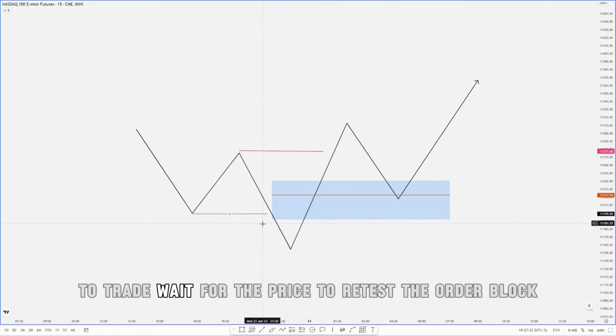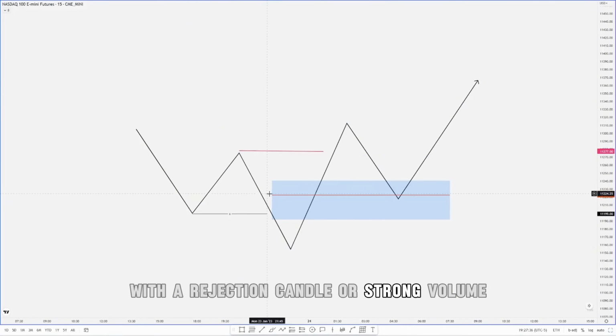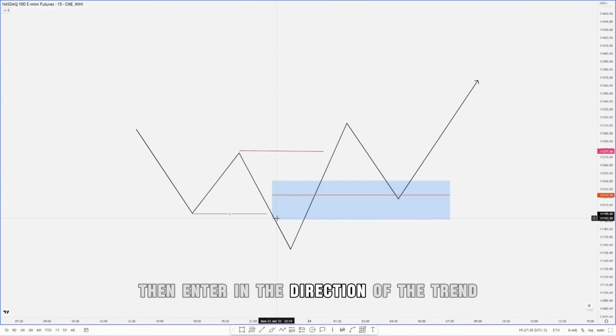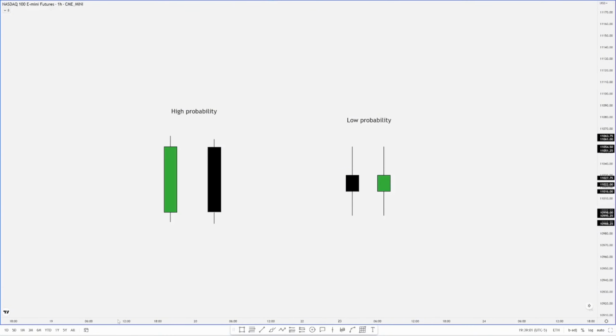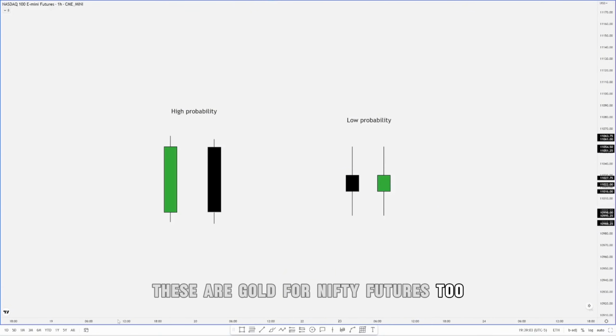To trade, wait for the price to retest the order block with a rejection candle or strong volume, then enter in the direction of the trend. For HDFC, buy if it's an uptrend retest with a bullish signal. These are gold for Nifty futures too.